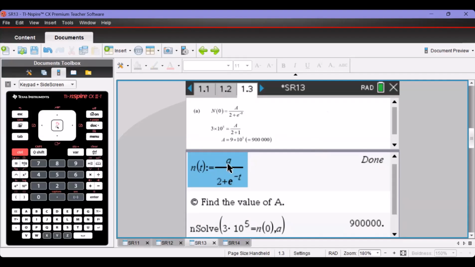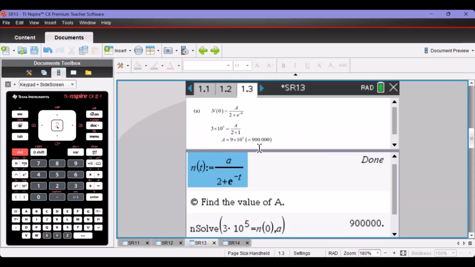And it's quite straightforward to solve without the TI-nspire. In fact, I would encourage you to be able to do this without the nspire. So basically what you're doing is solving 300,000 equals a on 2 plus 1, because e to the negative 0 is 1. So that becomes a on 3. So you multiply both sides by 3. And so your value of a, the constant for this model, is going to be 9 times 10 to the power of 5, or in other words, 900,000.